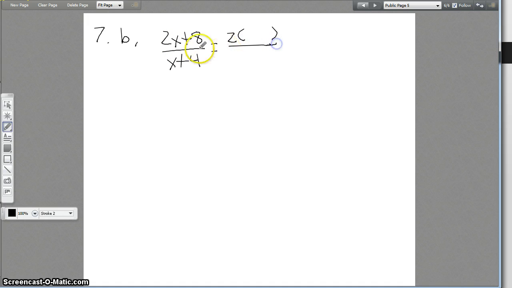So 2 times what is 2x? That's got to be an x. 2 times what is 8? That has to be a 4. So 2 times x gives us our 2x, 2 times 4 gives us our 8. And then our denominator is also x plus 4.